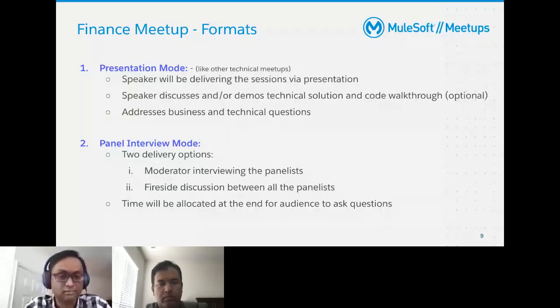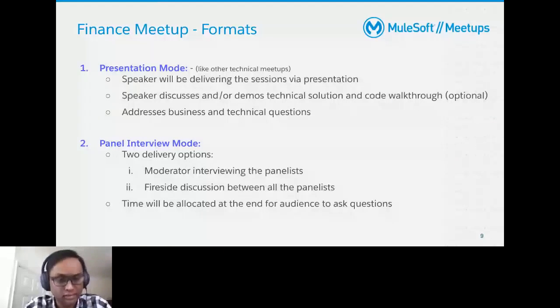The first is where a moderator like myself or my team members would be interviewing the panelists, a group of industry experts. And the second would be a fireside chat between the different panelists. In both of these flavors, there'll be a time allocated at the end for the audience to ask any questions. So that's in short about what this financial meetup is about and what to expect out of it.